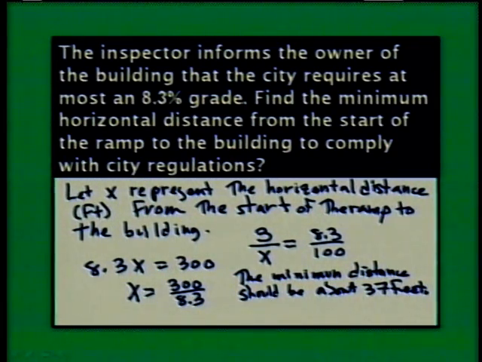So that's a very different application of slope than some of the other applications we've considered in our introductory examples. So that finishes lesson 15. In our next lesson, we're going to talk about graphing linear equations.